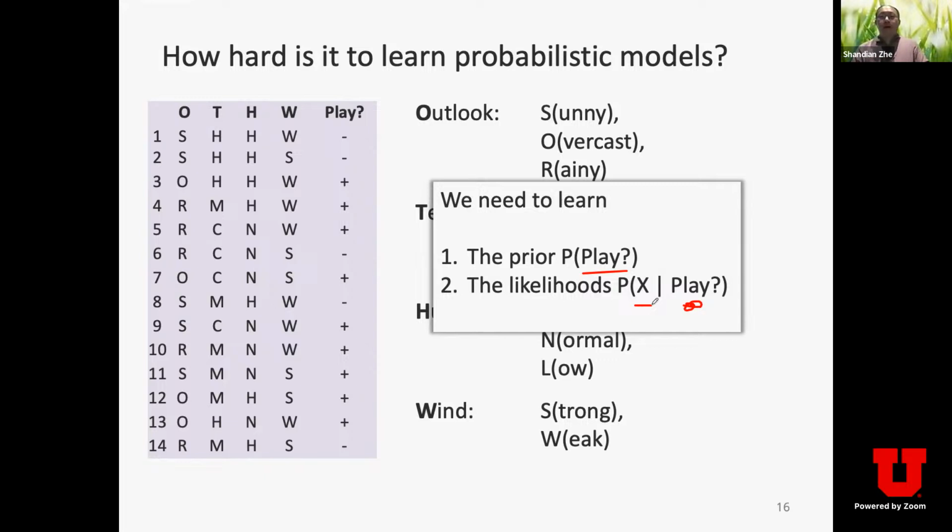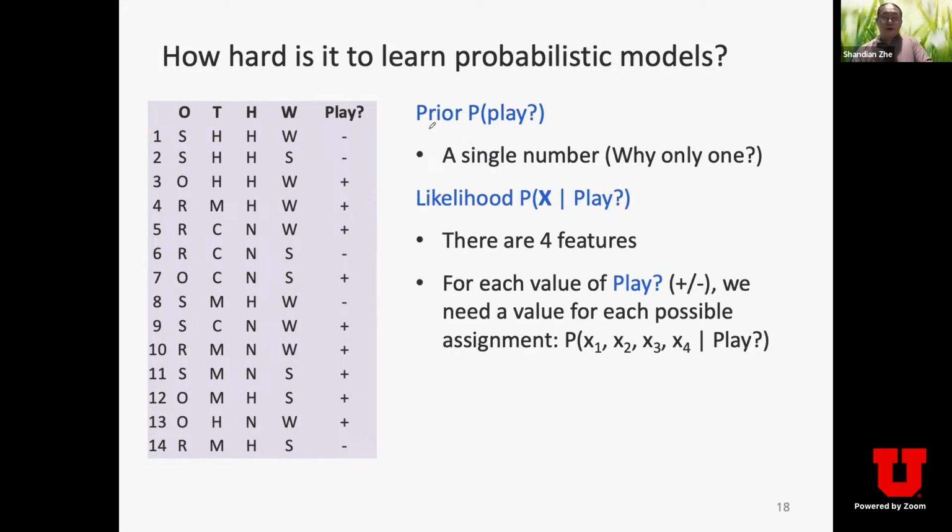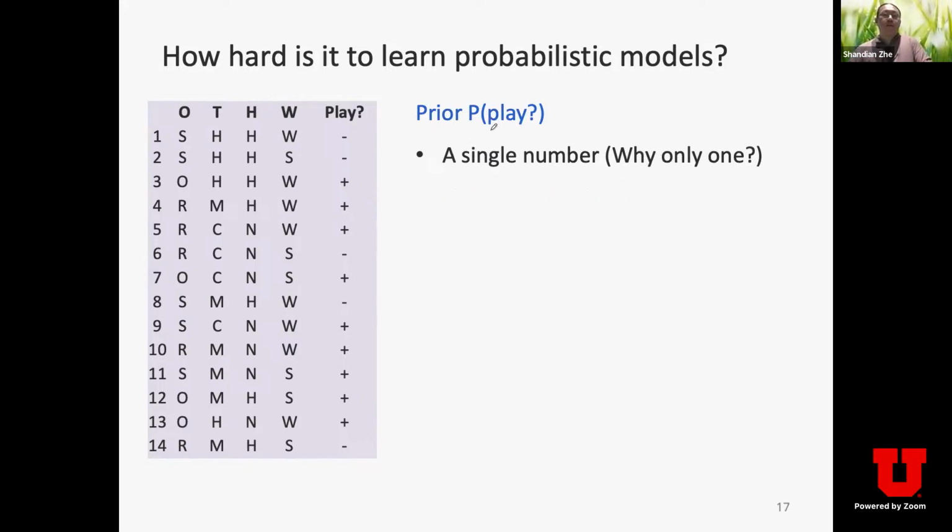Okay, so now let us count how many parameters we should estimate in order to determine these 2 sets of probabilities. First, to learn the prior probability, the prior distribution of play, we just need a single number. Why?